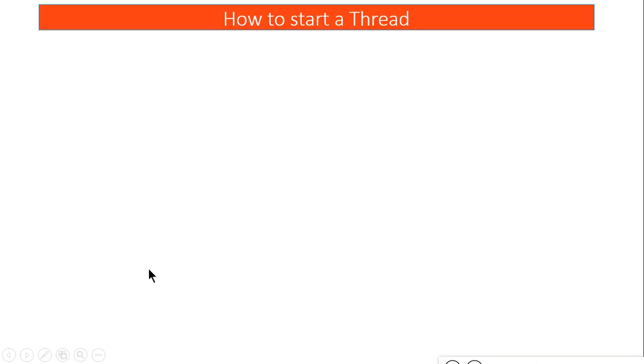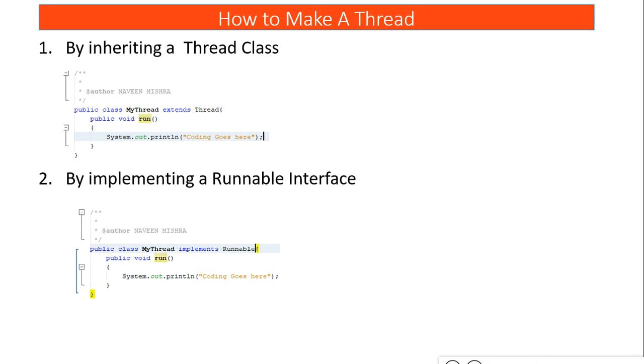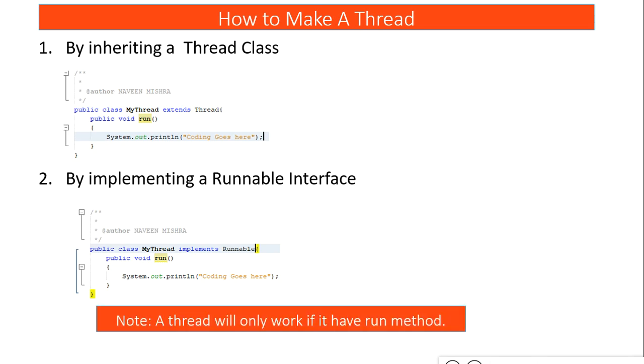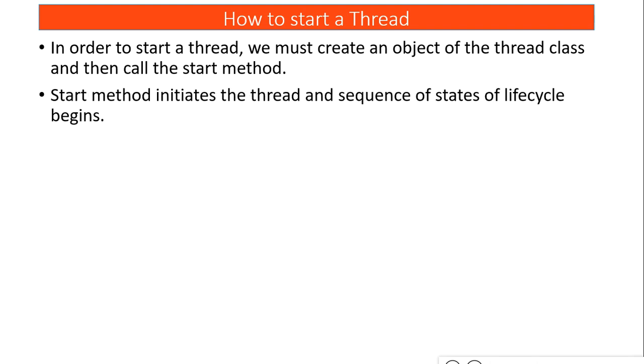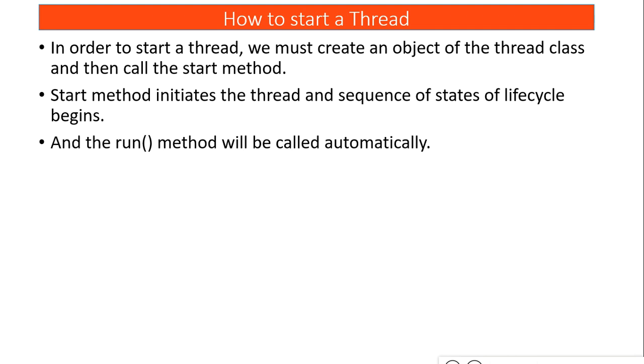Now how to start a thread? You have created a thread here. How will you execute this thread? To execute the thread, you must create an object of your thread class and then call the start method. The start method initiates the thread, and there is a sequence of life cycle of a thread that I will cover in the next video tutorial. There is a start, ready, running, blocked, waiting. There are a lot of states of a thread, and the compiler will go from one state to another. When you call the start method, it will automatically call the run method.